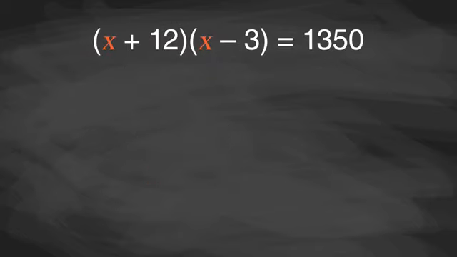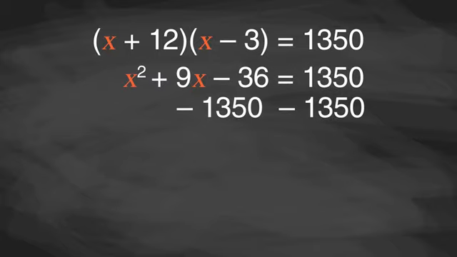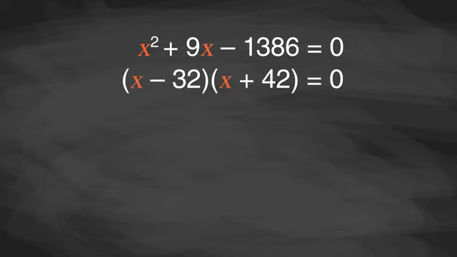How can we solve the equation the quantity x plus 12 times the quantity x minus 3 equals 1,350? In this equation, you can't easily isolate the variable because it's part of the factors. The easiest way to solve this equation is to first multiply the two factors and then subtract 1,350 from both sides of the equal sign. Let's work toward using the zero product property to solve the equation. This equation, when factored, becomes the quantity x minus 32 times the quantity x plus 42 equals 0.